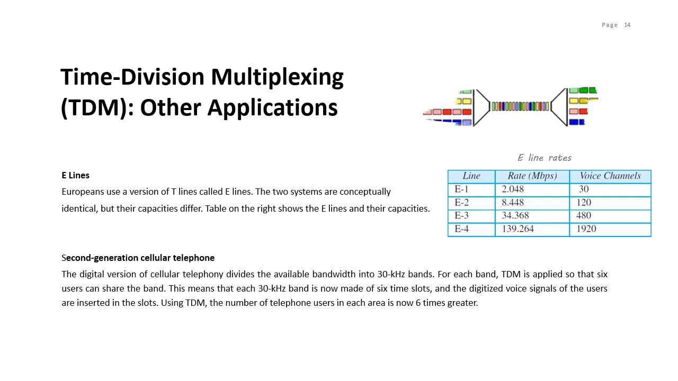Another synchronous TDM application that we just mentioned here is the second generation cellular telephone. For example, the digital version of cellular telephony divides the available bandwidth into 30 kHz bands. For each band, TDM is applied so that 6 users can share the band. This means that each 30 kHz band is now made of 6 time slots, and the digitized voice signals of the users are inserted in the slots. Using TDM, the number of telephone users in each area is now 6 times greater. You can have a read on second generation cellular telephony in chapter 16 in the textbook.